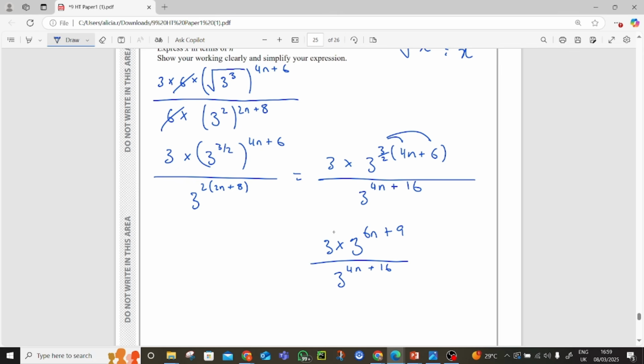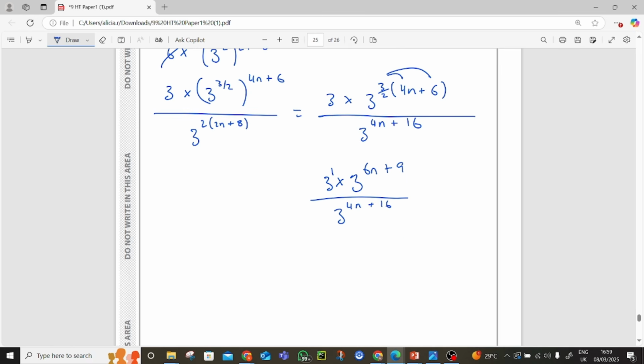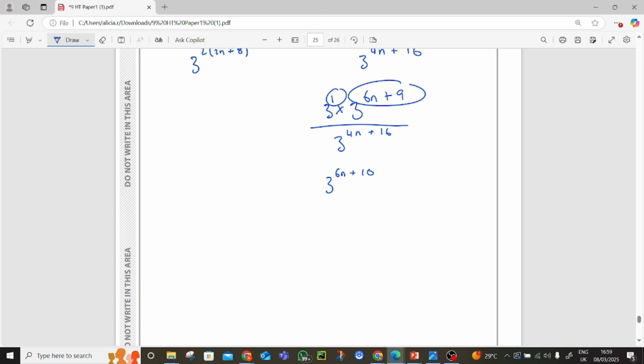Now, what's important to note here is that 3 is the same as 3 to the 1. And we're going to use this now, this 3 to the 1, and we're going to use rules of indices. If I've got the same base, 3 to the 1 times 3 to 6n plus 9, I can just add those two powers. So the numerator becomes 3 to the 6n plus 10. I'm just going to do this plus this, and 1 plus 6n plus 9 is 6n plus 10. And then this is over 3 to the 4n plus 16.